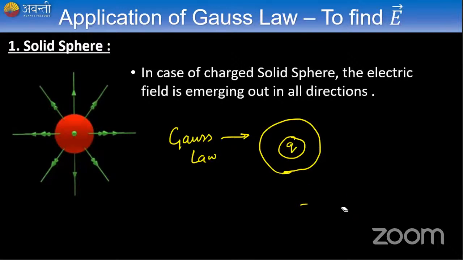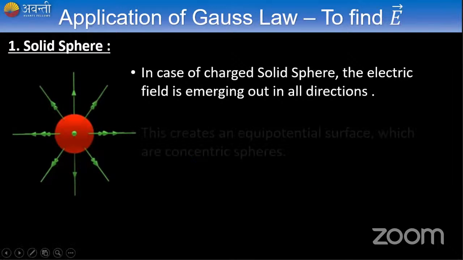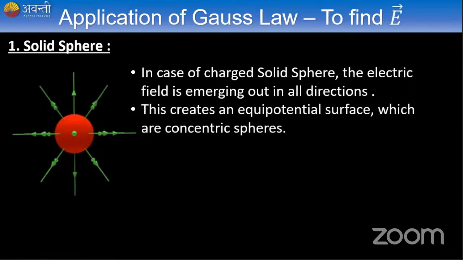Now, we had applied Gauss's law to a spherical conductor. The equipotential surfaces created by the spherical conductors were acting as the enclosed surface, or Gaussian surface, right?